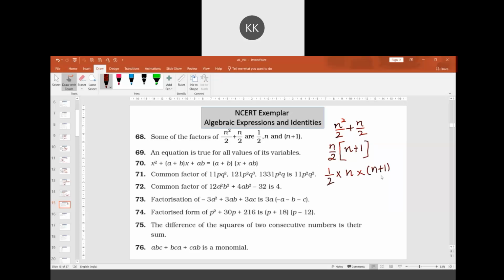Can I write like this? Yes, sir. Now you say true or false. True, sir. Very good, very good. So directly it was not possible for us to decide, so we had factorized here.